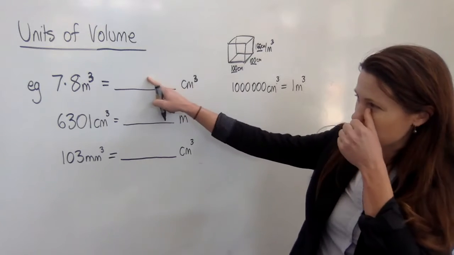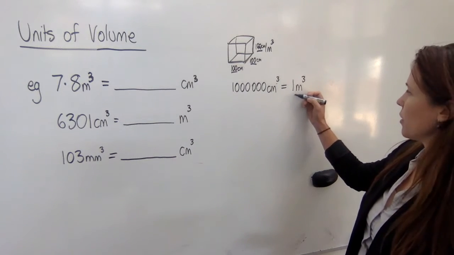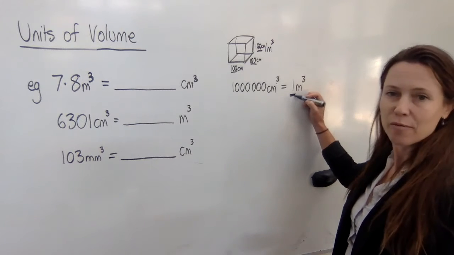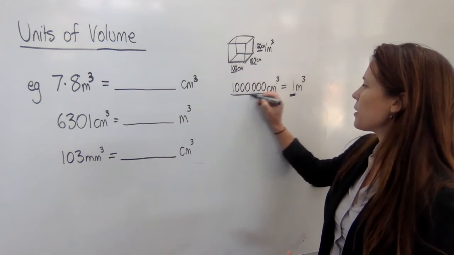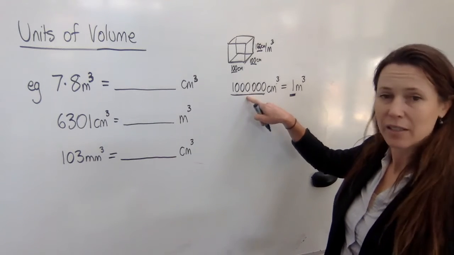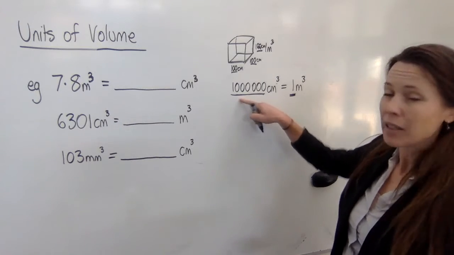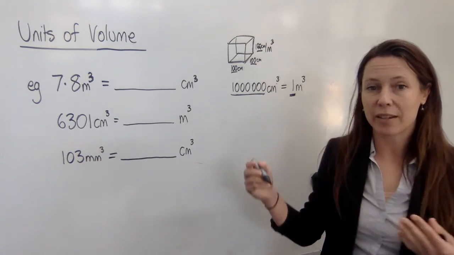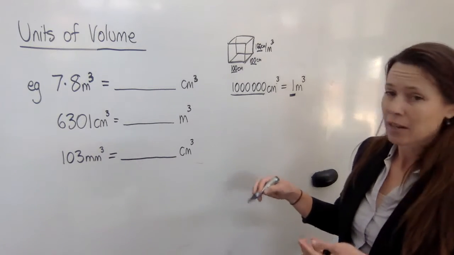All right, so what do we do to get our answer here? Well, you say to yourself, how do I get from the number that's in front of my metres cubed, to the number that's in front of my centimetres cubed? In other words, how much bigger is this number than that one? Well, it's 1,000,000 times bigger, isn't it? Which means I need to move the decimal place 6 times to the right to make it a really big number, okay?